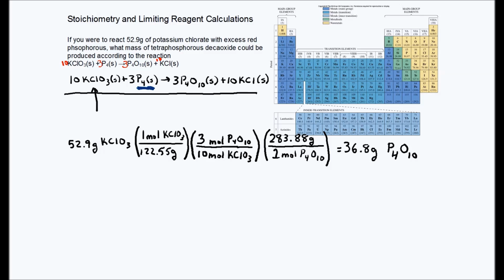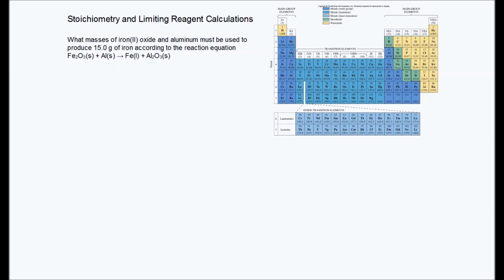And this then is the amount of tetraphosphorus decaoxide I should expect to be generating if I start off with 52.9 grams of potassium chlorate and excess red phosphorus, which is the answer to the first question. All right, moving along then.